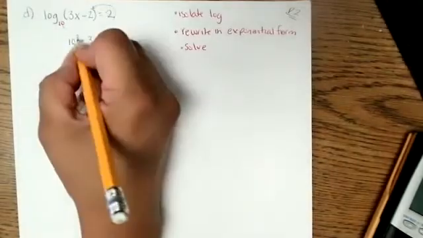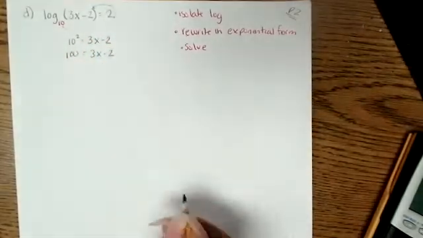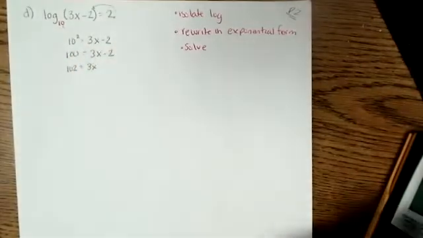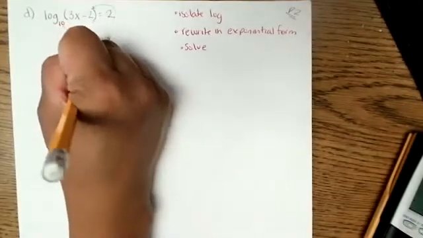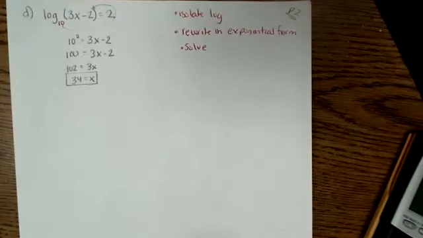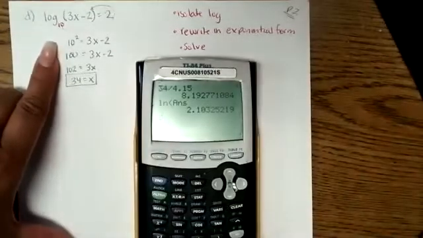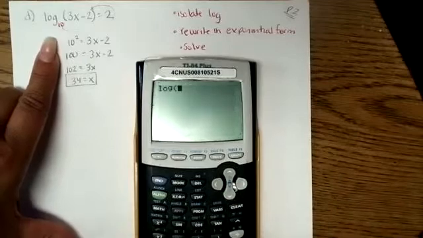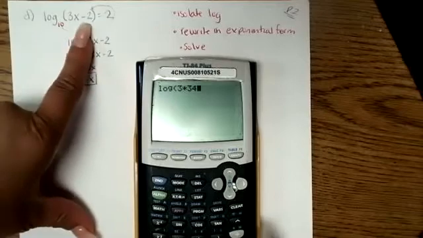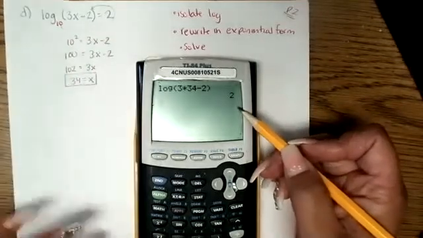10 squared is going to be 100. I'm going to add 2 to both sides, so 102 equals 3x. Divide by 3 on both sides, so 34 equals x. Now you can go ahead and check your answer. So I'm going to have a logarithm, and then I have 3 times the x value I found to be 34, minus 2. Now the answer should be 2, and look, it comes out to be a 2.